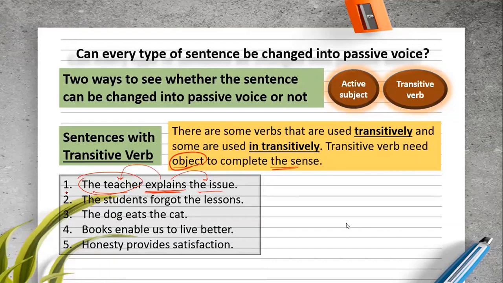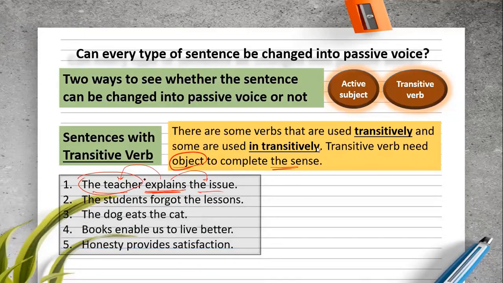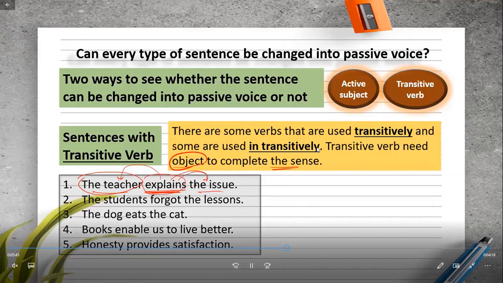So the next one is the students forgot the lesson. Students are the subject, the verb is forgot, and lessons are the objects. The dog eats the cat.